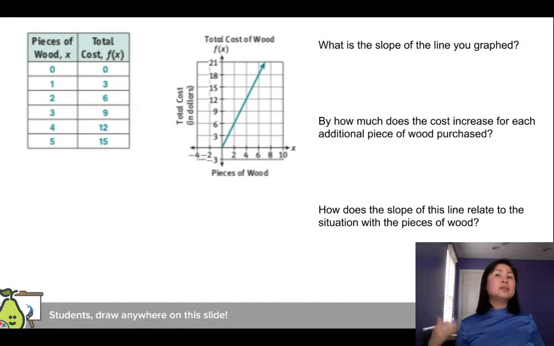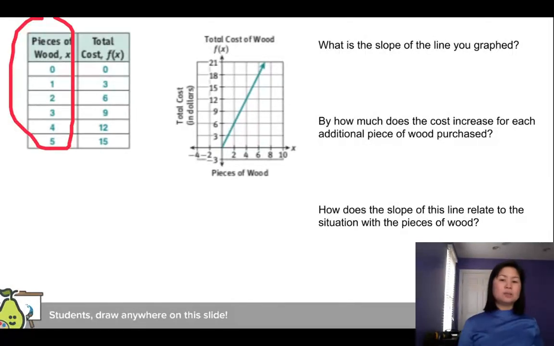The same for the cost, we can have negative costs, especially when you owe money. But for this one, the one reason is that because we talk about a piece of wood, we're not going to have negative pieces. Okay.